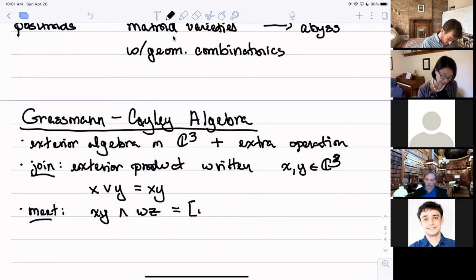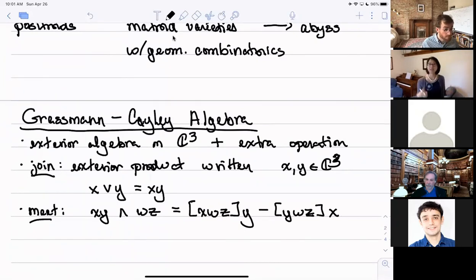It's the bracket [xwz] times the vector y minus the bracket [ywz] times the vector x. So remember, these brackets are literally determinants. So the bracket is a number. So this is a linear combination of the vectors x and y. Or you can also think of it as a point on the line spanned by x and y in P^2.